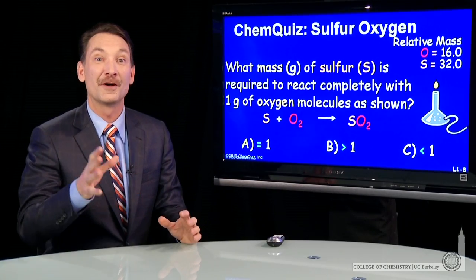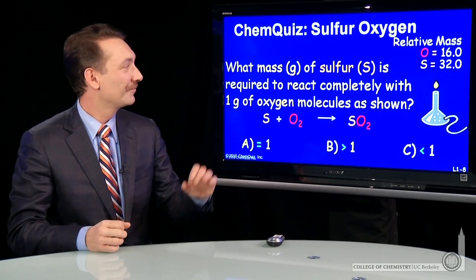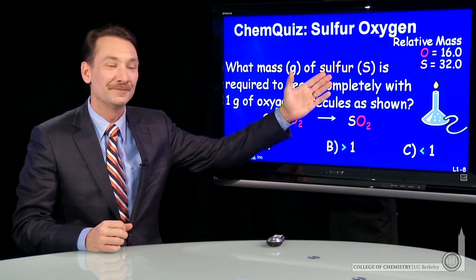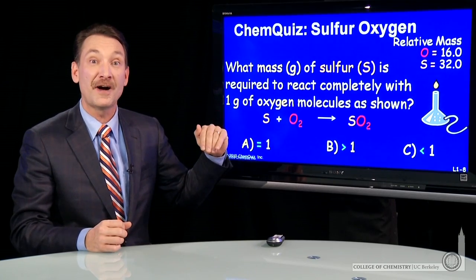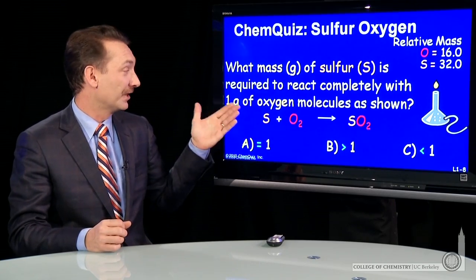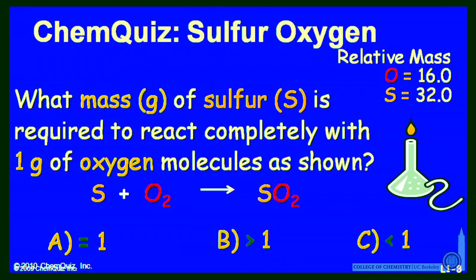Let's look at a question involving relative atomic and molecular masses. What mass of sulfur is required to react with 1 gram of oxygen according to this reaction? Sulfur plus oxygen goes to sulfur dioxide. Is it 1 gram, more than 1, or less than 1? Think about that for a minute and make a selection.